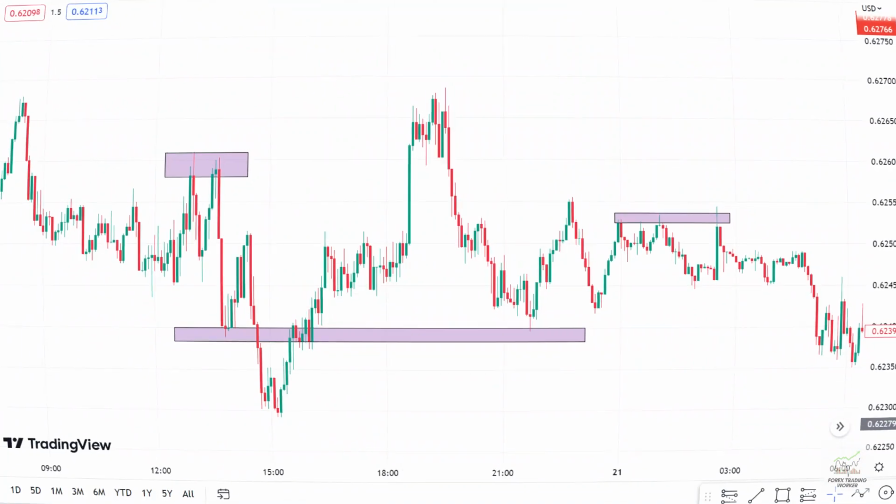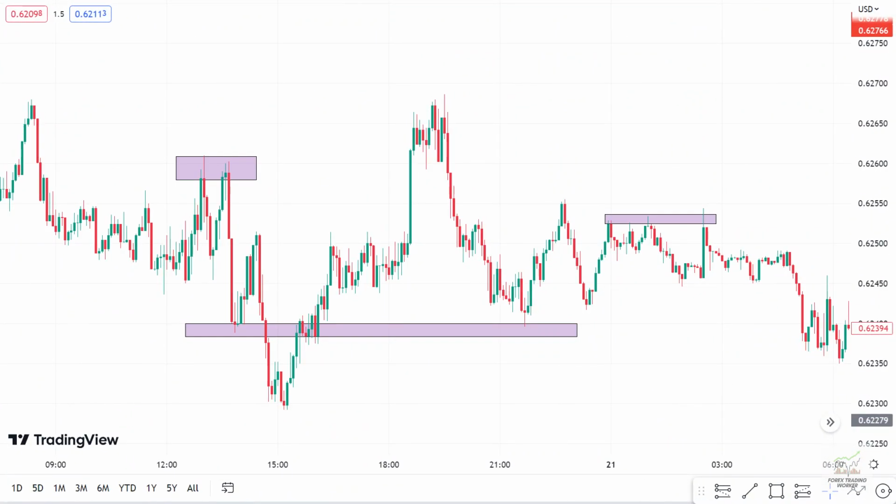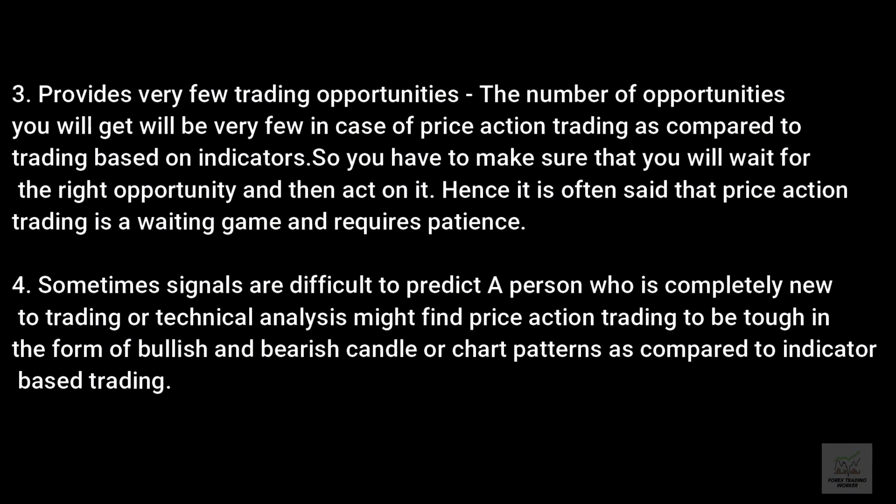3. Provides very few trading opportunities. The number of opportunities you will get will be very few in case of price action trading as compared to trading based on indicators. So you have to make sure that you wait for the right opportunity and then act on it. Hence it is often said that price action trading is a waiting game and requires patience.